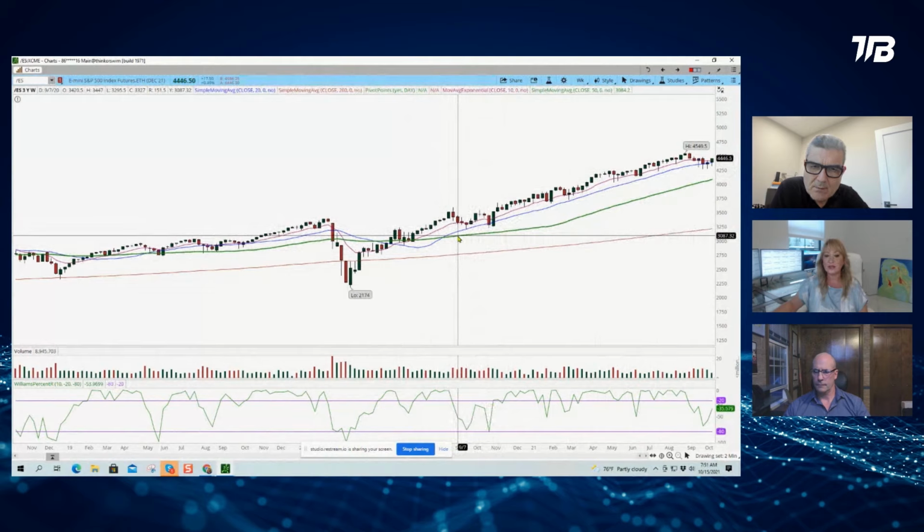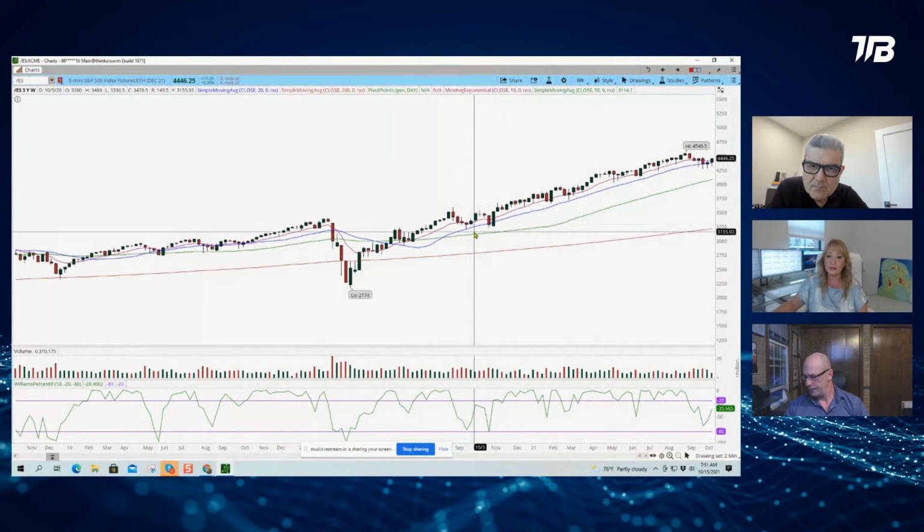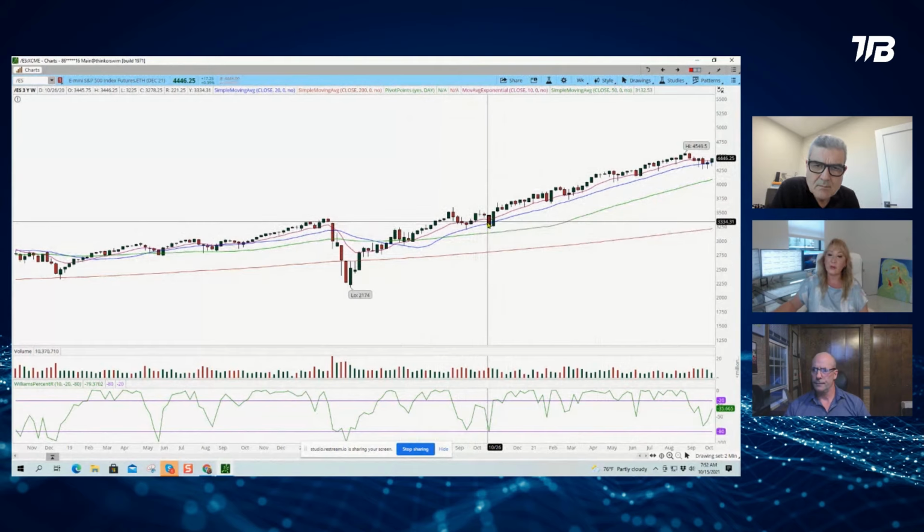Then I use the 50 simple moving average. I typically like to use the 50 simple moving average not as much in day trading, but for swing trading, because we have pretty good hefty pullbacks into the 50 simple moving average, and especially if they line up on the daily or weekly charts, they're really good. These are pullbacks that are a little bit more significant than the pullback into the 10 exponential.